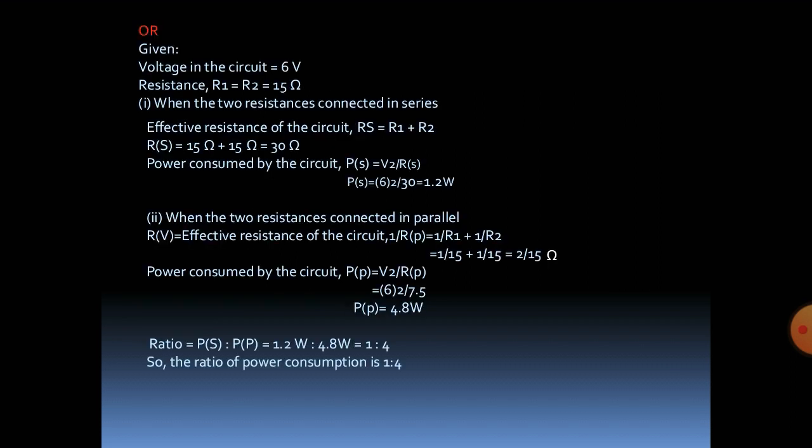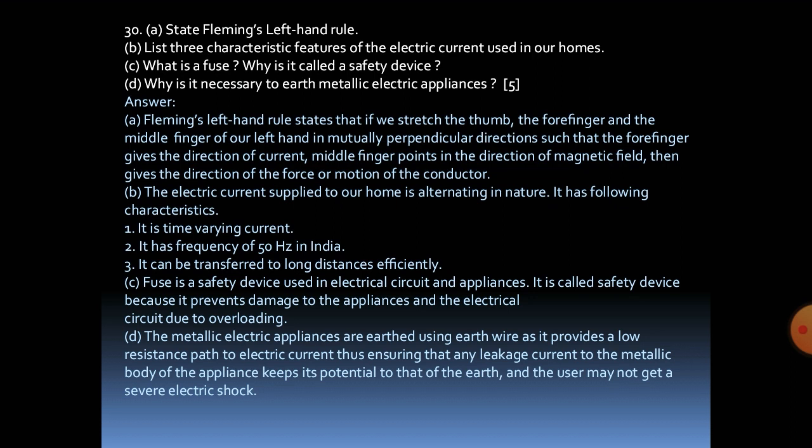This is a choice question where you have to calculate the ratio of powers for series and parallel. Same, you have to calculate the effective resistance for series, then the effective resistance for parallel. You put the formula, power will be equal to V square by R. For series it comes out to be 1.2 watt, and for parallel it comes out to be 4.8 watts. When we calculate the ratio, power of series upon power of parallel connection, we get a ratio of 1:4. So the last question of this paper is, state Fleming's left hand rule.